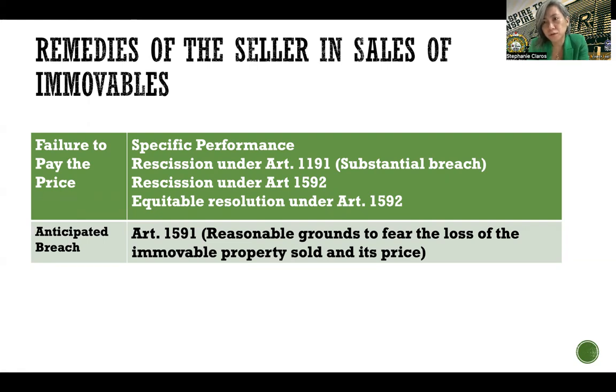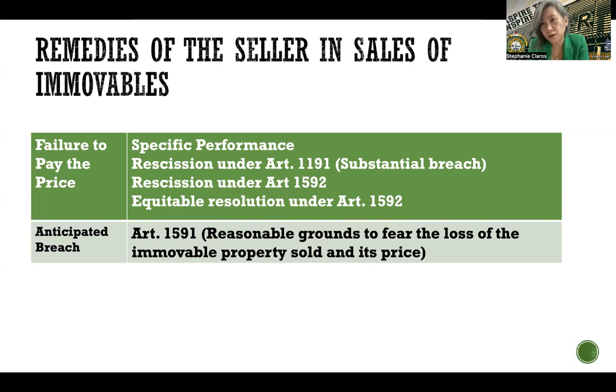So under the Civil Code, there are actually two kinds of rescission. First, we find rescission under Article 1191, wherein if there is substantial breach by any of the parties of the performance of their obligation, then the contract can be rescinded. And that kind of rescission is properly called resolution.